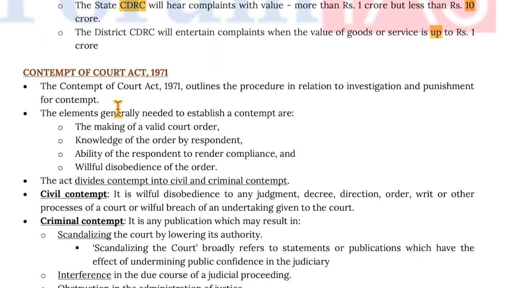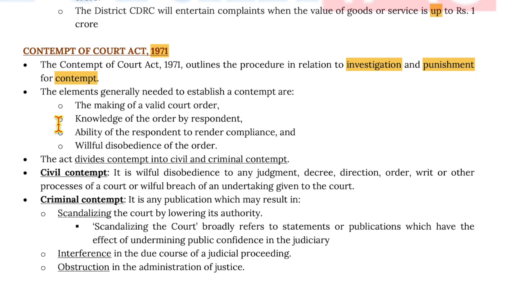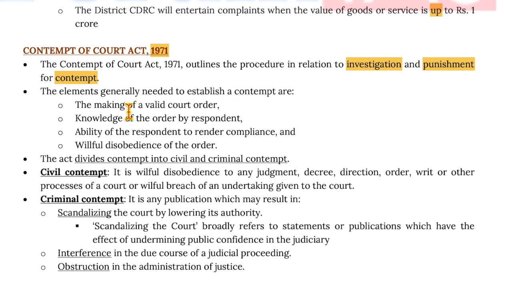Now, moving on to the Contempt of Courts Act of 1971. The Contempt of Courts Act of 1971 outlines the procedure in relation to investigation and punishment for contempt. Now, the elements generally needed to establish contempt are the making of a valid court order, knowledge of the order by the respondent, ability of the respondent to render compliance, and willful disobedience of the order.